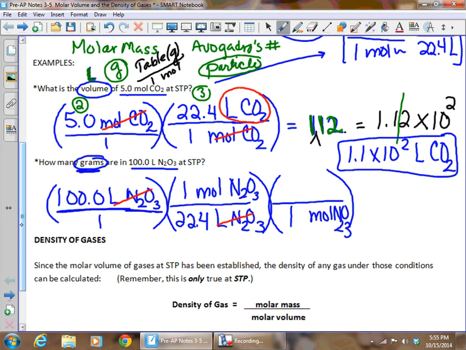And if you do that, nitrogen is 14.01, but there are 2 of them. So adding those together, I get 28.02. And we've got 3 oxygens. Our 3 oxygens at 16 each gives us 48.